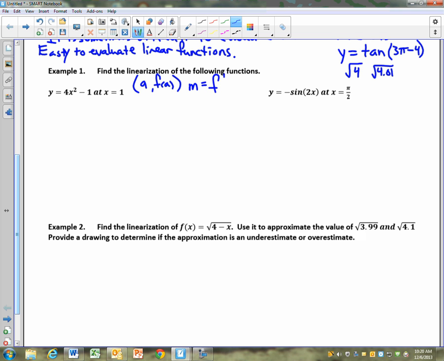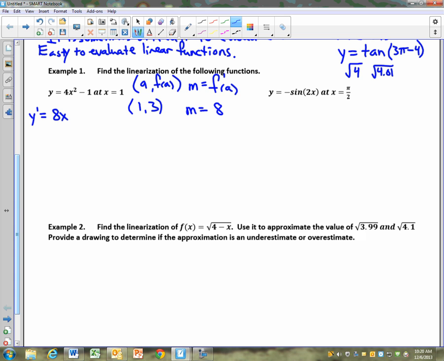Slope is f prime of a. First things first, what is a? 1. What is f of a? 3. Everybody see how Larry got that? Plugged in the original. In order to find f prime of a, I first need to find the derivative. And y prime is equal to 8x. So therefore, m is equal to 8.